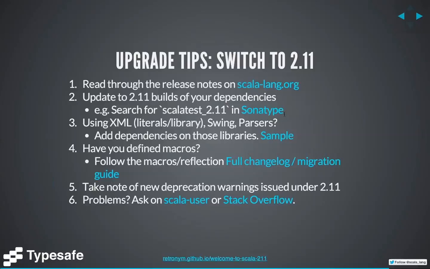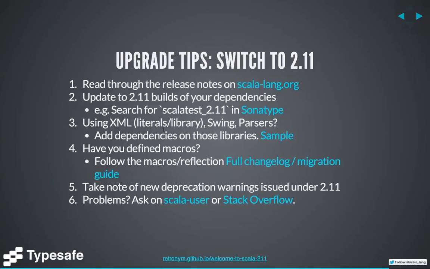If you're using parts of the standard library which have now been modularized, you'll also have to update your build to depend on those explicitly. So if you're using the XML library, either just by using XML literals in your code or by using parts of the library, if you're using Scala Swing or Scala Parser combinators, you will have to touch your build. Put a link here with a sample that shows you how to do that.